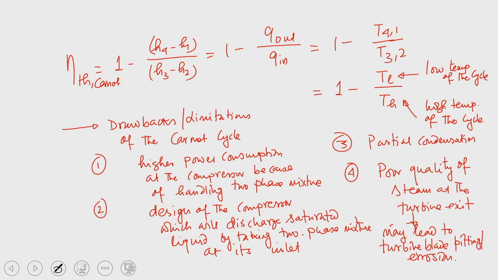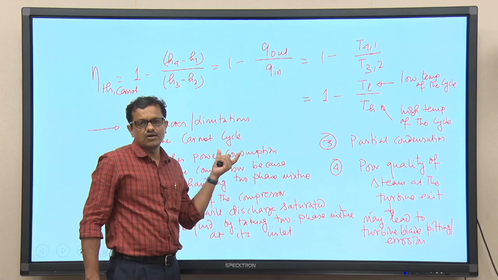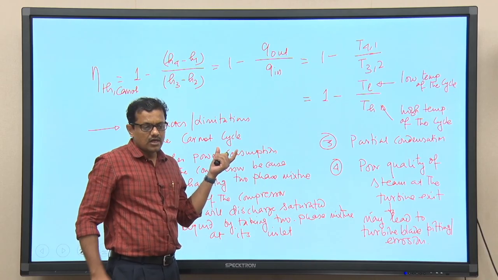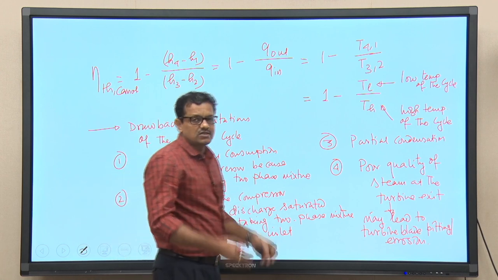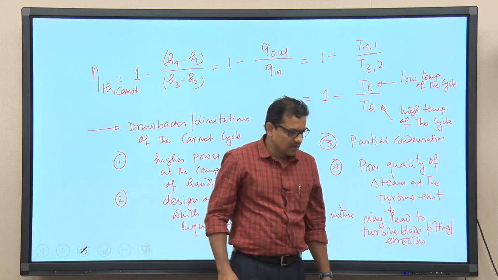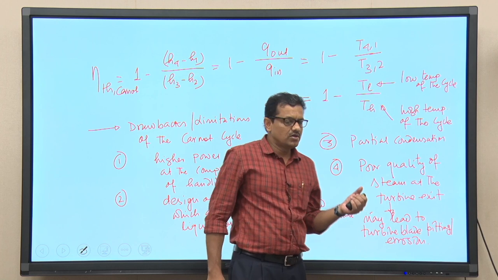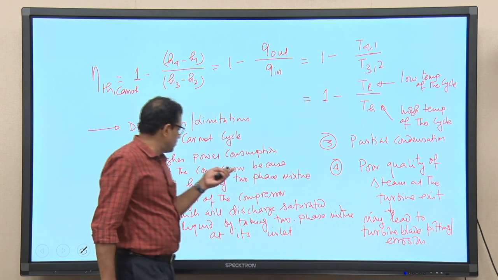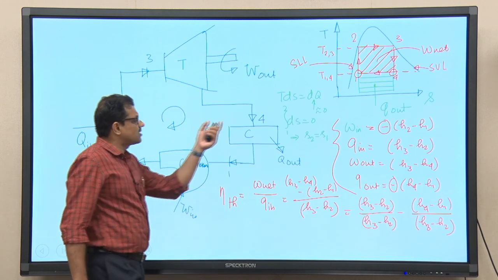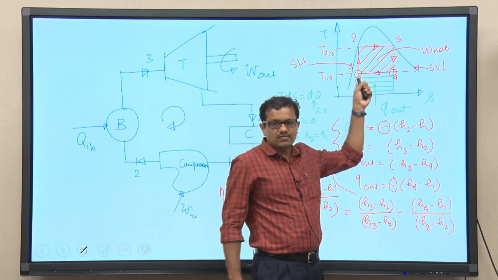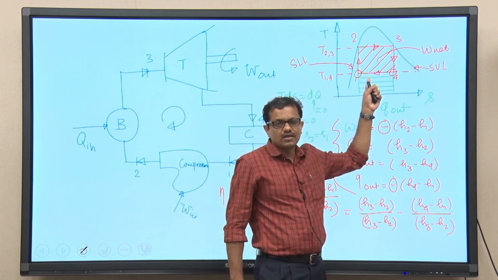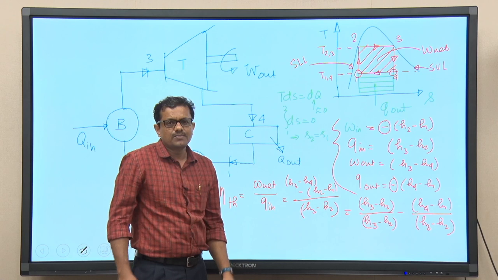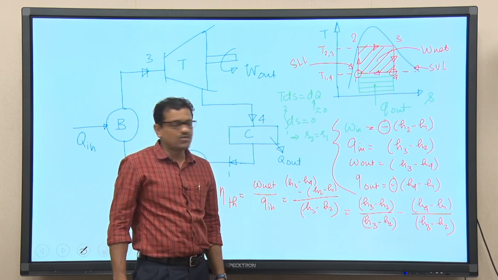Okay. So, we have listed down several drawbacks associated with this Carnot vapor cycle. Considering all these drawbacks, not only that all processes should be reversible, in practice, it is easy to attain all the processes to be reversible ones.